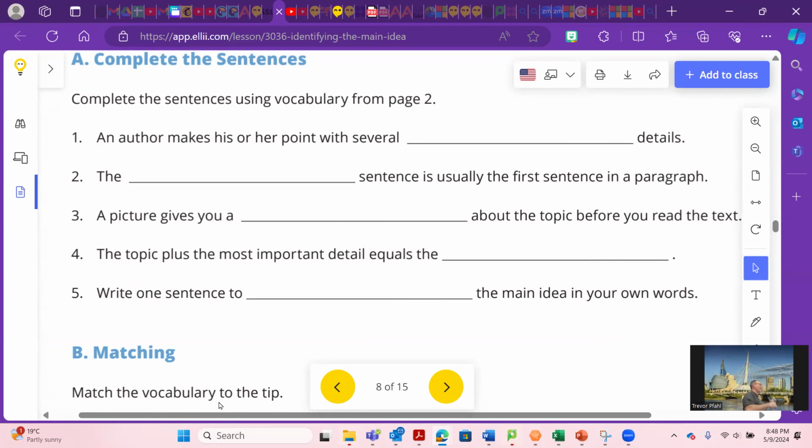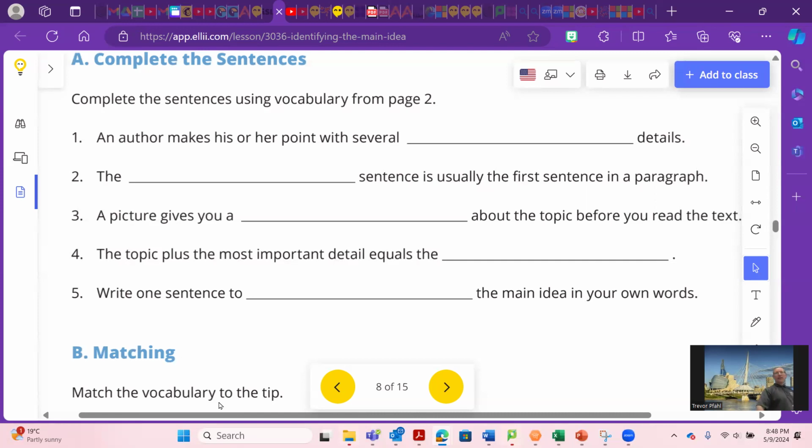You're done? Everyone's done? Excellent. Okay, so author makes his or her point with several supporting details. The blank topic sentence, a picture gives you a clue. That was easy. The topic plus the most important detail equals the main idea. And write one sentence to summarize, or we can also say paraphrase. That's not from here, but summarize or paraphrase are together. We're happy we're done.